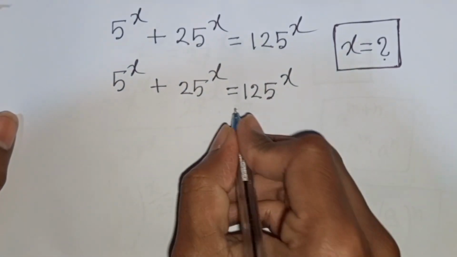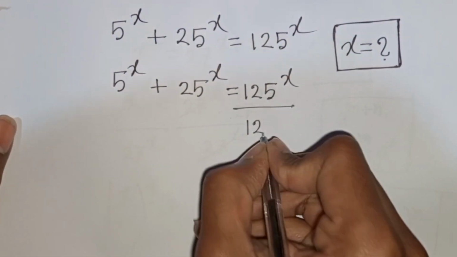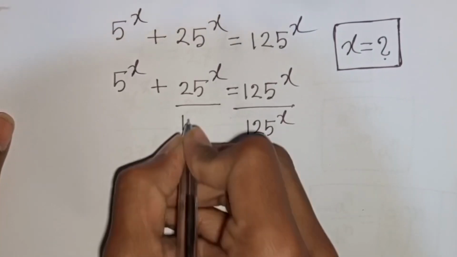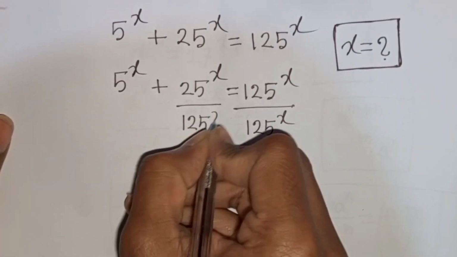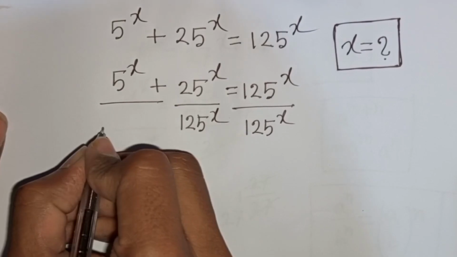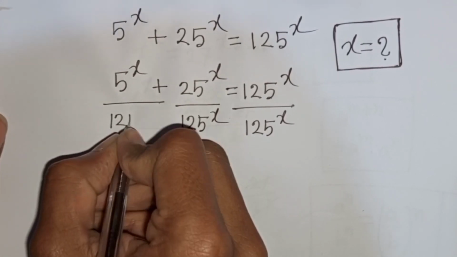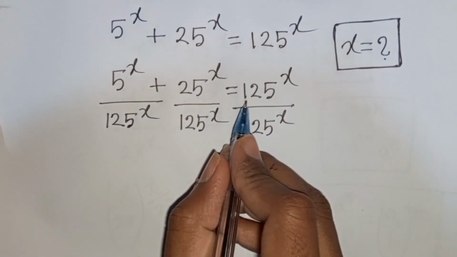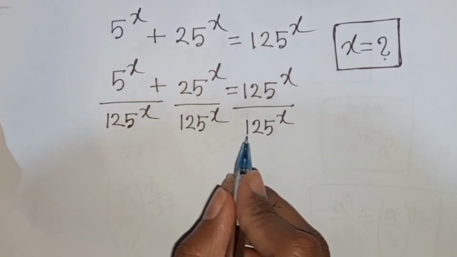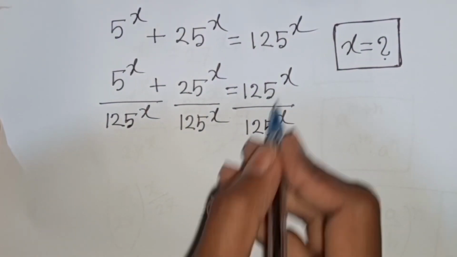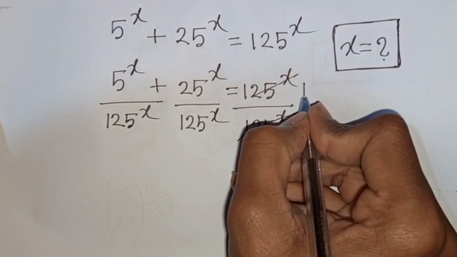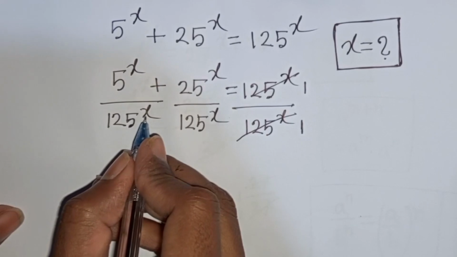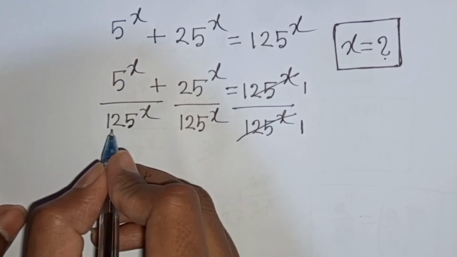So divided by 125 power x, divided by 125 power x. Now we see this 125 power x, this 125 power x will be cancelled. So here on, here on. Now from here we see x: same power but different base.